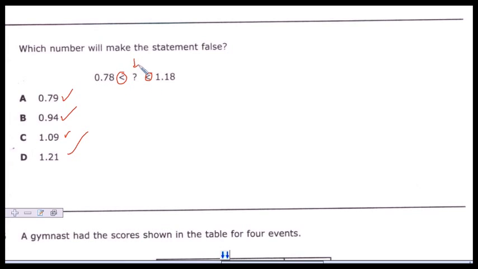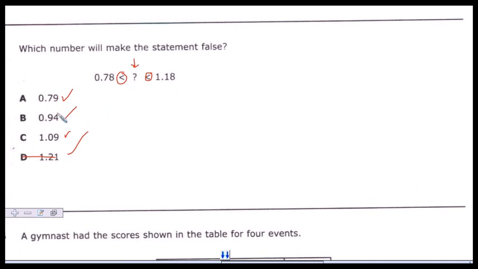Whatever number we put in here has to be less than this number right here, 1.18. Okay, and if we look at this one, 1.21, that's not going to be less than, so we know this is not going to be right. Okay, and 1.8. So this is the only one that is not less than 1.18.